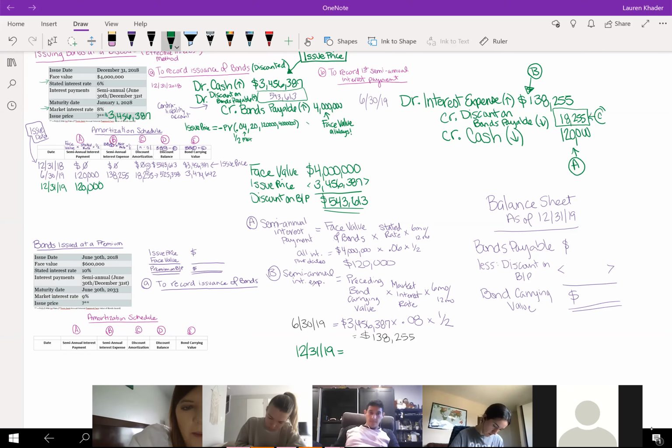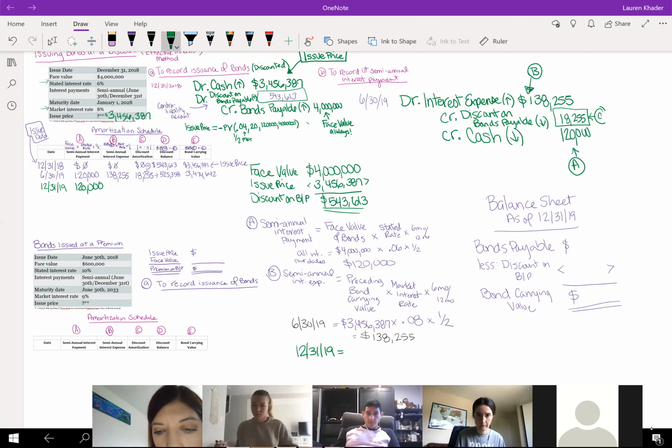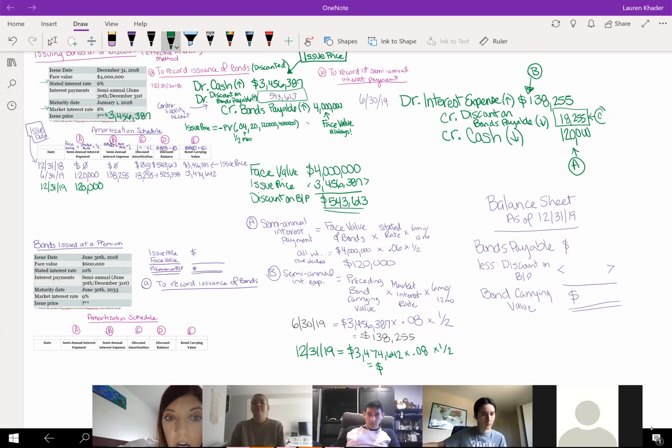All of column A, you would see 120,000 until maturity date. For the semi-annual interest expense, I'm going to write the formula here because it looks like some of you are still calculating it. But you should have taken 3,474,642 times the market interest rate of 8% times 1/2. And you calculated a higher number than before, right? Because our bond carrying value is now higher.